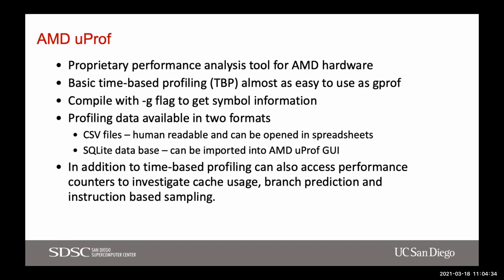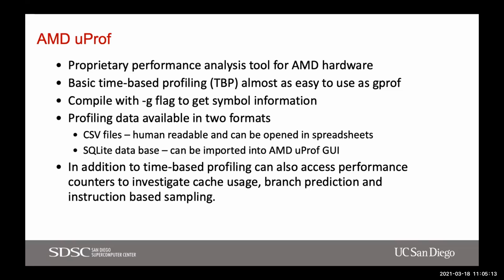So AMD uProf is a proprietary performance analysis tool that works just for AMD hardware. The basic time-based profiling, what we call TBP, is almost as easy to use as gprof. If you're not familiar with gprof, I suggest that you take some time to investigate it. It is a universal tool. You'll find it supported everywhere by every major C and Fortran compiler, and it does a great job of time-based profiling. But as you're going to see, there are things that we can do with uProf that go well beyond what we can do with gprof.